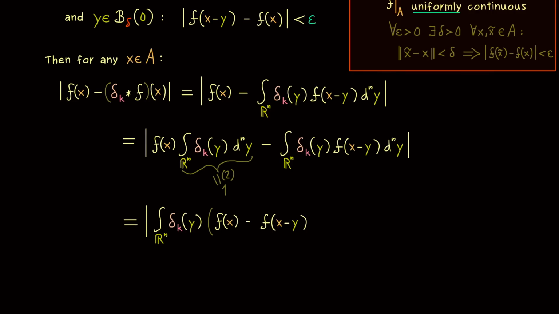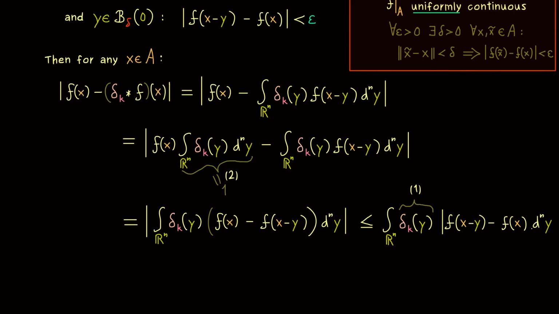So we have delta k of y inside and the difference of f of x minus f of x minus y. And there you might already recognize that we can use the triangle inequality for integrals to pull in the absolute value. And we don't have to put it around the delta function here because we have the first property of our Dirac sequence, which simply tells us that delta k of y is always non-negative. And so the good thing is that the absolute value is only around the difference for the function f.